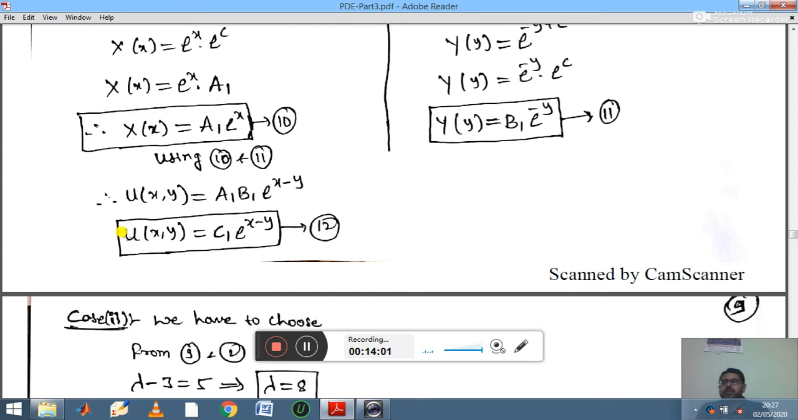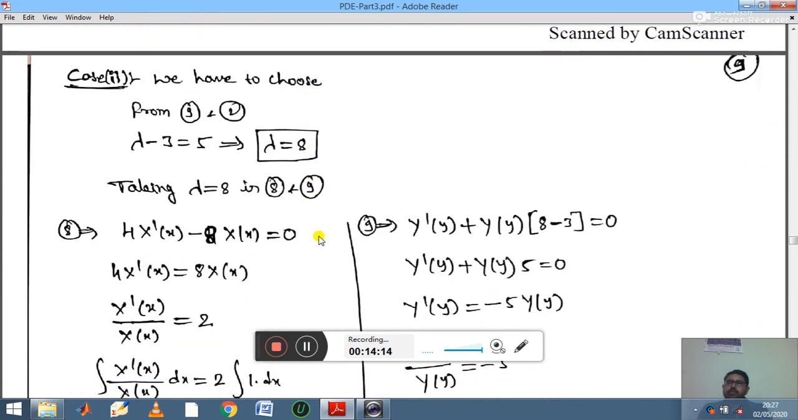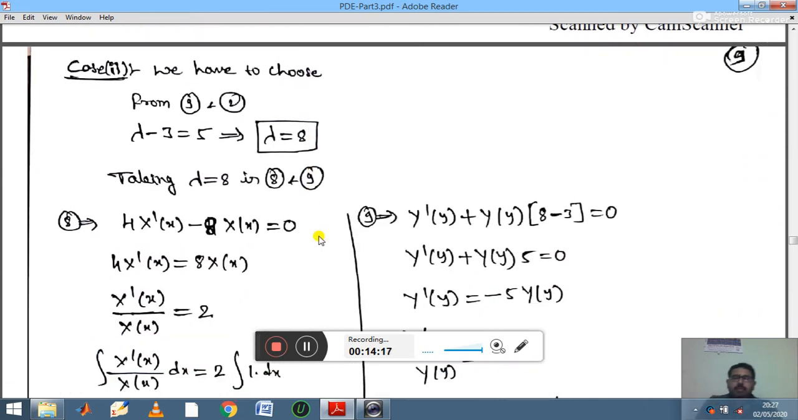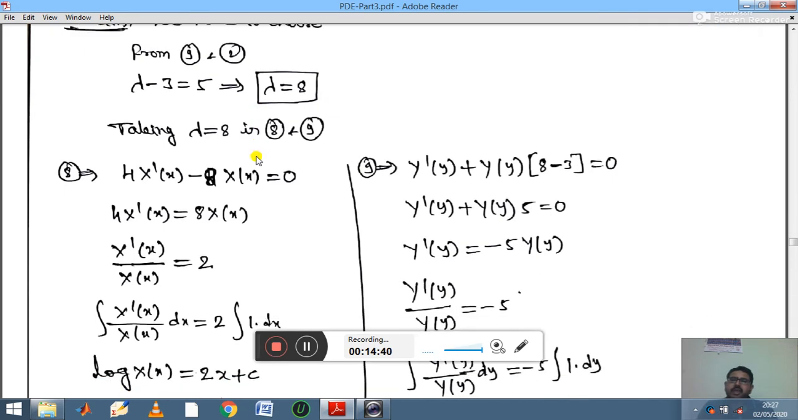So if you want better, you take it as u1 of x comma y. This is only the first part. Okay. u1 of x comma y equals c1 into e power x minus y. This is equation 12. Now case 2. In case 2 again we are getting a lambda value, one more lambda value, as I explained earlier. Here lambda minus 3 is the constant in equation 9, right? And in the given condition, if you take the second exponential function, the coefficient of y is 5. Therefore lambda minus 3 equals 5, lambda value is 8. When the lambda value is 8, then you need to solve equations 8 and 9 again in the same pattern.